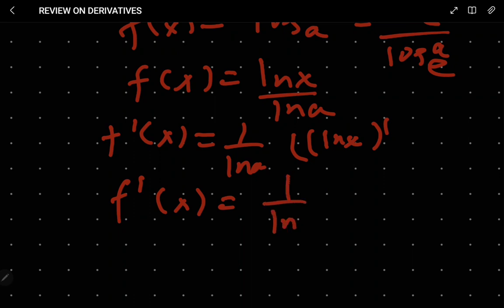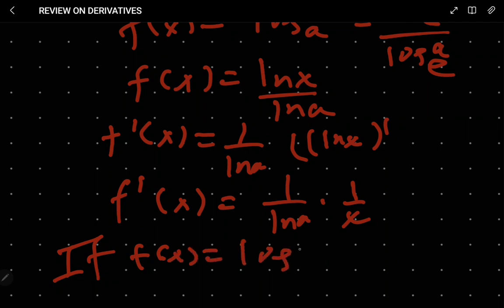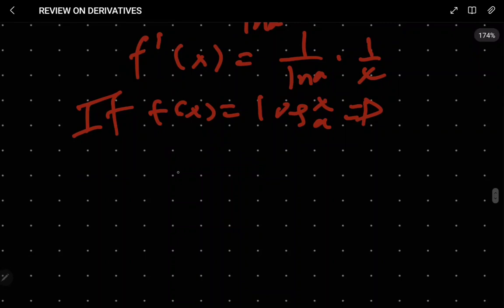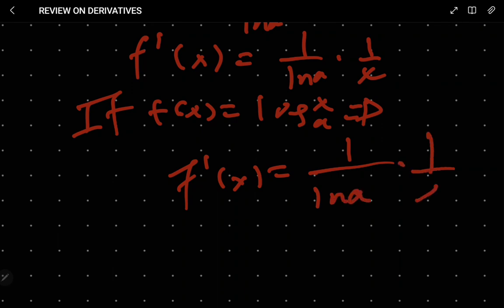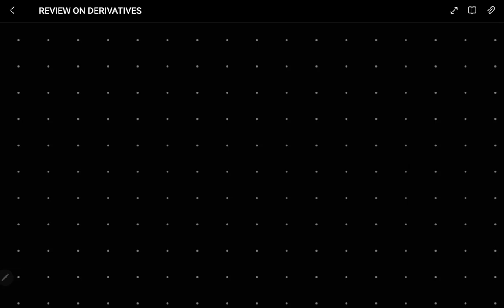1 over ln a times 1 over x. So simply, if f of x is the logarithm of x to the base a, then its derivative f'(x) is going to be 1 over ln of the base times 1 over x itself. So for the natural log, this is equal to 1 over x. In today's video, we are going to talk about how to differentiate.